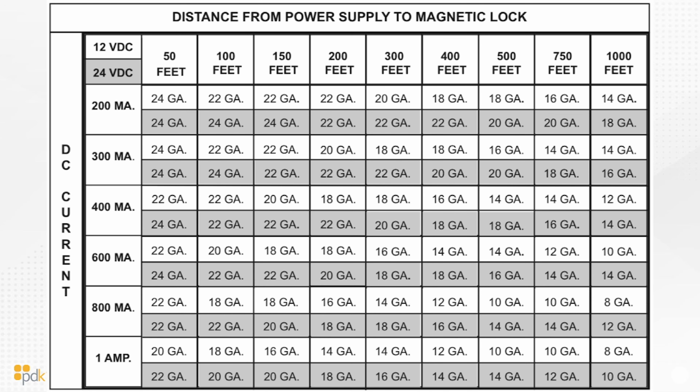You can see it gets fairly thick the further we get up, even for 24 volts. So at 1,000 feet and 1 amp, let's say we are really getting crazy here and running a really beefy mag lock or an electrified crash bar 1,000 feet away. We're getting all the way up to 8 gauge wire for 12 volts and 10 gauge for 24 volts. So at some point it might make sense to move everything a little bit closer to the door. But you can use this diagram as a rough reference for what kind of wiring you're going to need based off of the voltage, the amperage, and the distance.